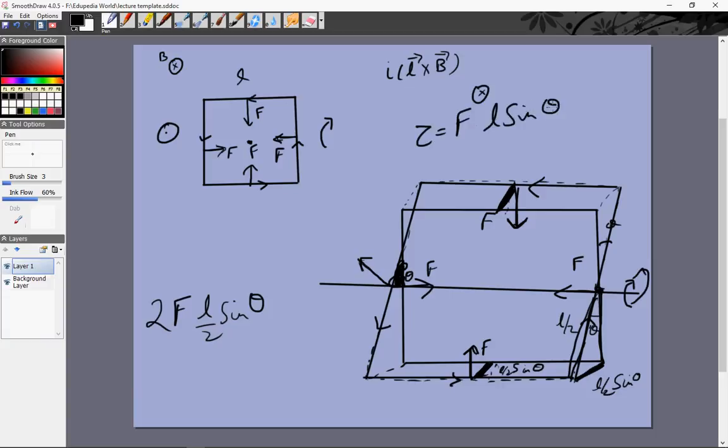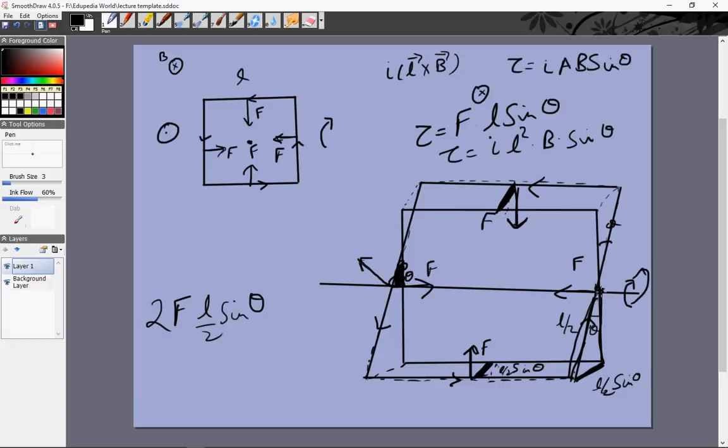What is F? F is I into L cross B. In this case it is I into L into B. So torque is equal to I into L square into B into sine theta. That can be written as IA B sine theta. Right. Now what is theta?